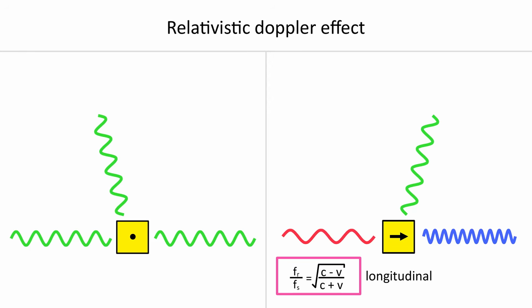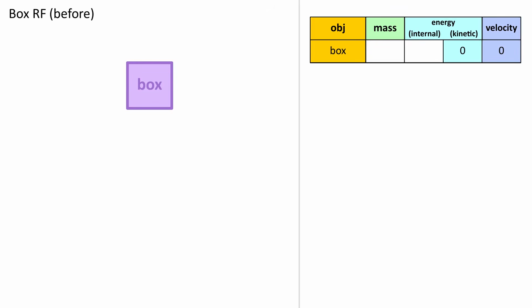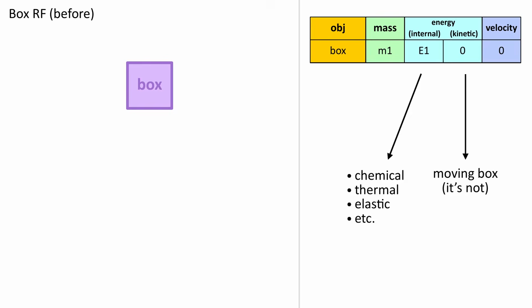Technically, this is only the longitudinal relativistic Doppler effect, where the photons travel parallel to the direction of motion. For other directions, you have to use the transverse Doppler effect, but it gets very confusing due to aberration, so I'm going to skip it. Anyway, now it's time to begin the E equals mc squared derivation. It starts with a stationary box with mass m1 and internal energy E1. Internal energy just means all types other than direct kinetic energy, so it could be chemical, thermal, elastic, etc.